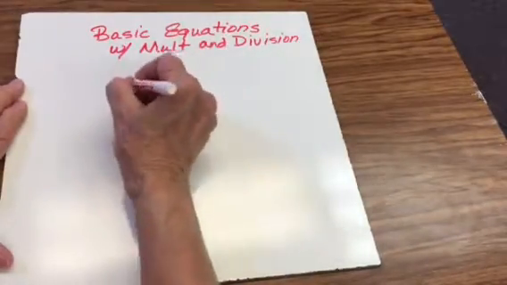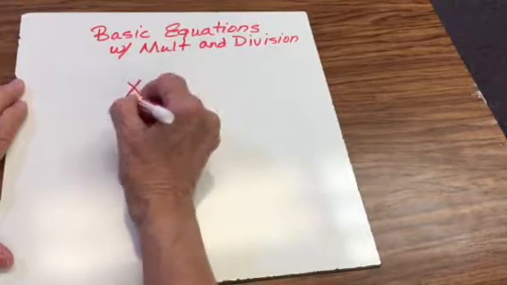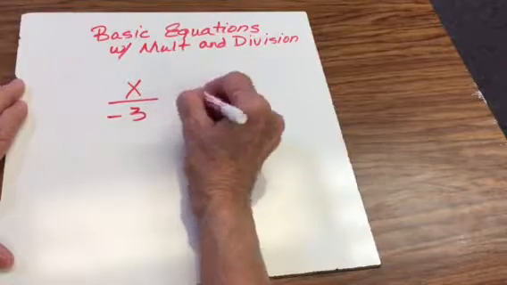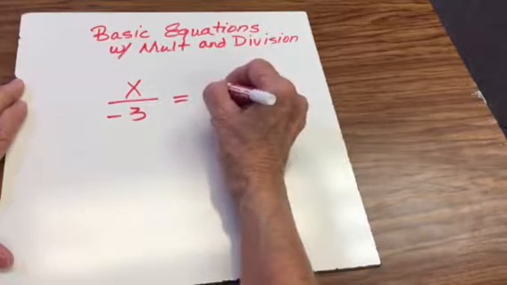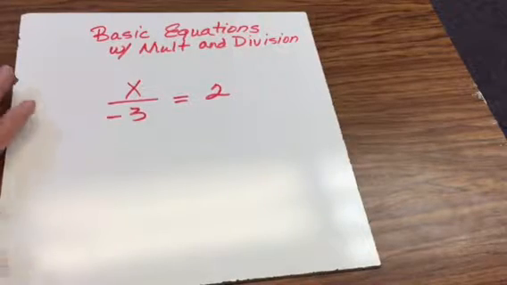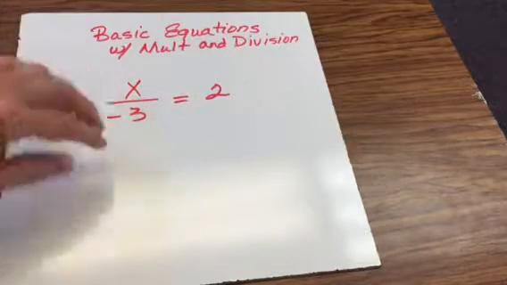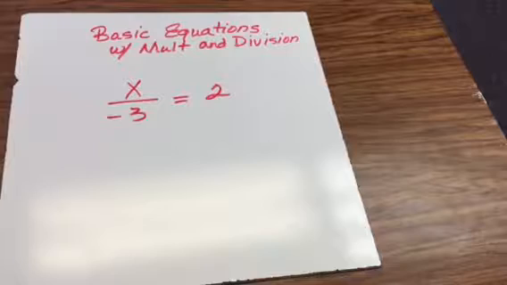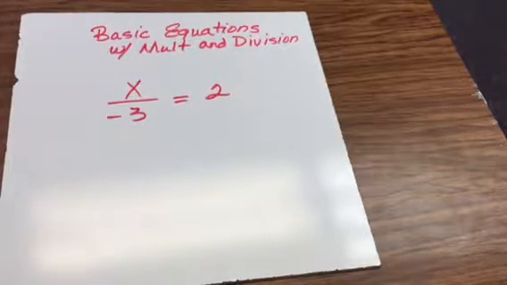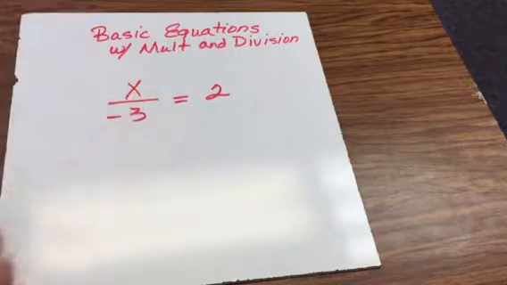Let's say I have some number, I'll call it x, and I want to divide it by -3. And I'll say it's going to equal, I don't know, 2. Let's say that will be the answer. Okay, this is a division problem. I don't care what x divided by -3 is. I want to know what is x.